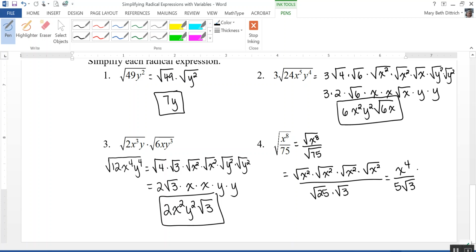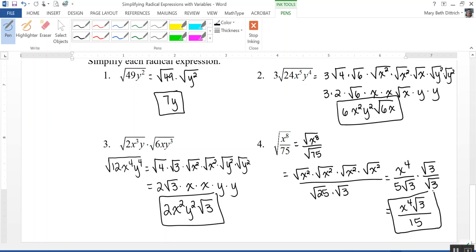But I have to rationalize my denominator. Can't have that square root of 3 on the bottom. So I'll multiply by square root of 3 over square root of 3. And that's going to give me x to the 4th, square root of 3 over square root of 3 times square root of 3 is 3, times 5 is 15.